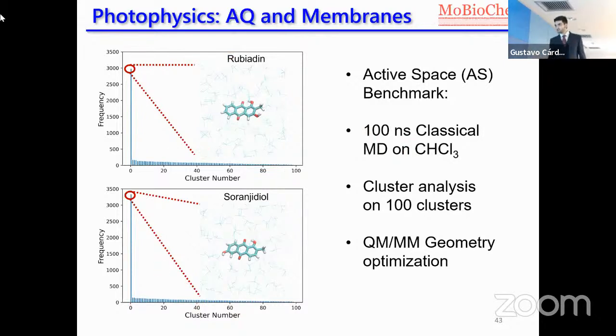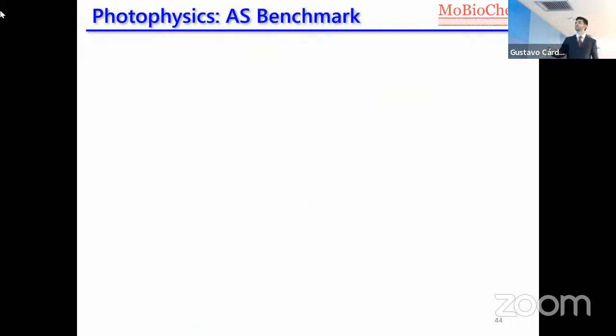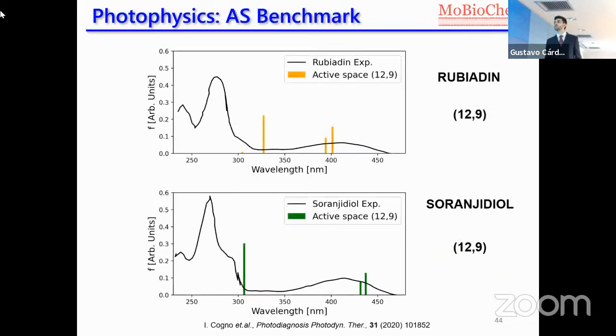Afterwards, what we did was a cluster analysis on 100 clusters from the trajectories that we obtained, and a quantum mechanics molecular mechanics geometry optimization. So we optimized the geometry in the solvent to compute the absorption spectra of these molecules there, to get an insight into where the excitation energies are.